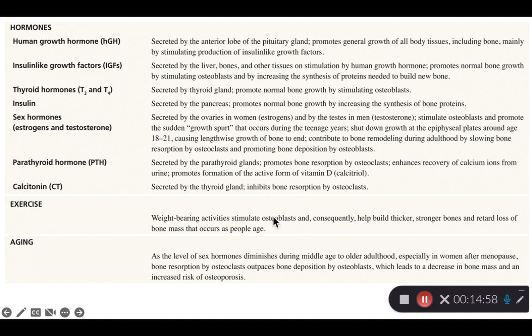Exercise. So weight-bearing activities stimulate osteoblasts. So that's another thing that helps maintain nice, strong, healthy bones is weight-bearing activities. And then I don't like to talk about aging because aging stinks. But aging is just a process that's going to make everything kind of become worse. And aging is a huge risk factor for weaker bones and osteoporosis. But there's a lot we can do, but you got to start doing those things early in life to help prevent osteoporosis later in life.